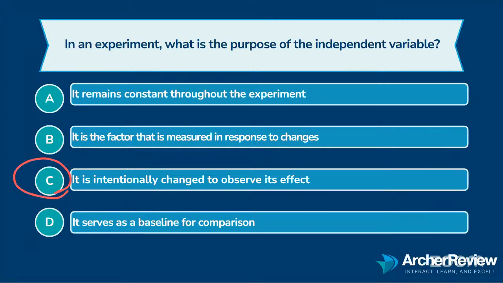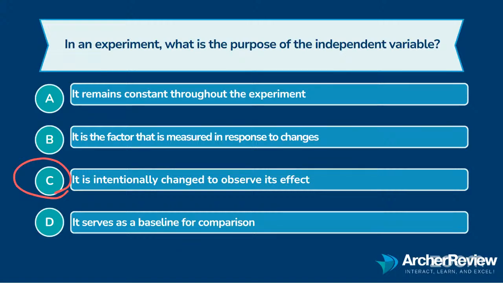So there are constants, but they are not the independent variable. B, it is the factor that is measured in response to changes. That's actually the dependent variable. In our migraine medication example, we would be measuring if our migraine patients suffered less migraines or less severe migraines, and those results would be our dependent variable.